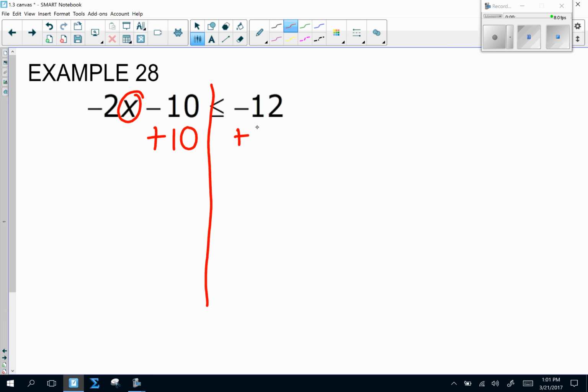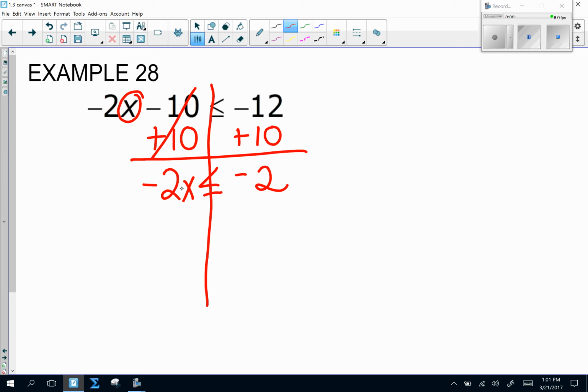And whatever I do to one side, I have to do to the other side of the line. Those cancel out, they add up to 0. So I have negative 2x is less than or equal to negative 12 plus 10 is negative 2. Now, I still have to get the x by itself, so I have to get rid of that negative 2.